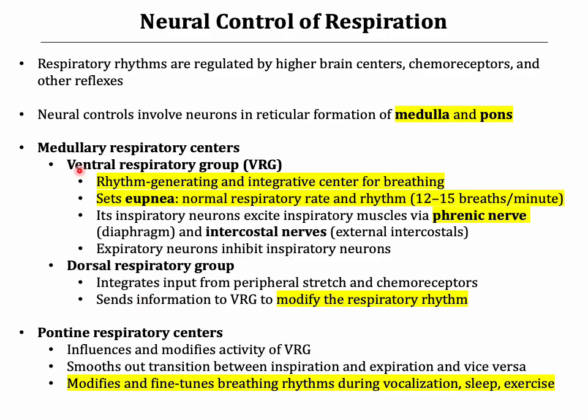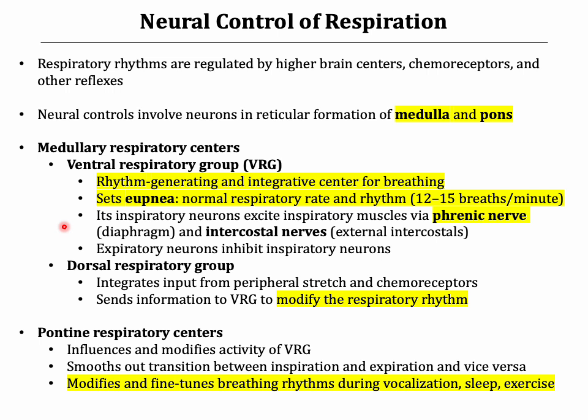For the ventral, the more anterior component, this is the rhythm generating and integrative center for breathing. It sets eupnea, a normal respiratory rate, around 12 to 15 breaths per minute. This is due to the innervation of the phrenic nerve, and also the intercostal nerves innervating the diaphragm, really setting this pace.